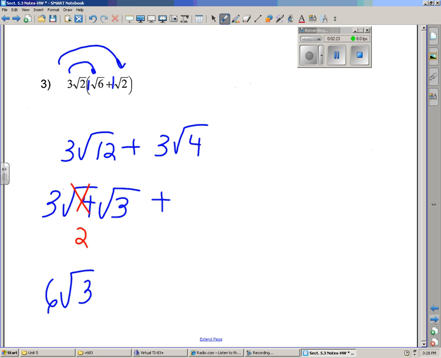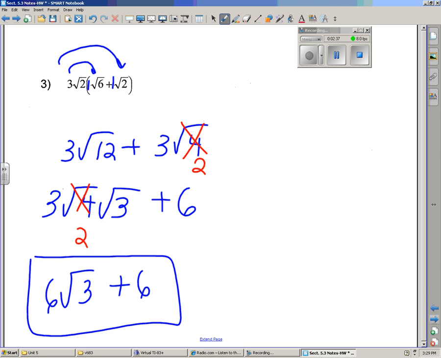The other part, though, is plus 3 times the square root of 4. Well, the square root of 4 is just 2. So this becomes plus 3 times 2, or 6, which means your final answer becomes 6 radical 3 plus 6. They're not like terms. You can't go any further.